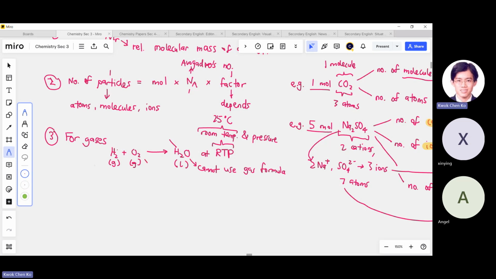Now, on the other hand, if they tell you the reaction is carried out at engine temperature, or in a car engine, right? In a car engine, of course, you expect it to be very hot, and therefore you would expect this to be a gas. And that is when you can use the gas formula. So just be very careful. They like to test or trick you with water.